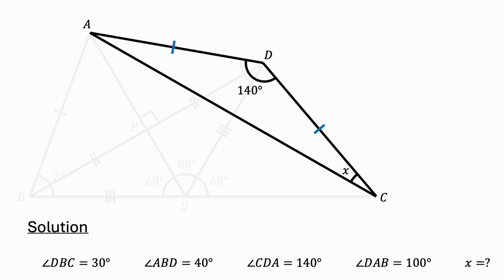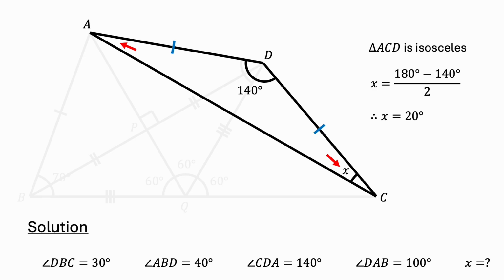Finally, consider triangle ACD. Since AD equals CD, triangle ACD is isosceles, so the base angles are equal. That is, x equals (180 degrees minus 140 degrees) over 2. Therefore, x equals 20 degrees is the answer.